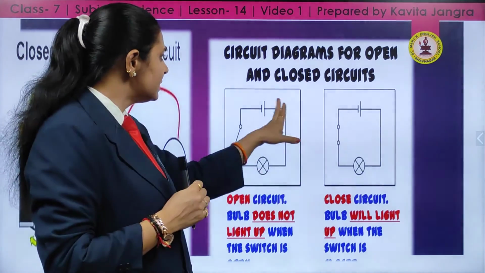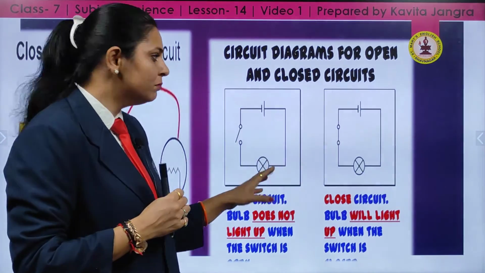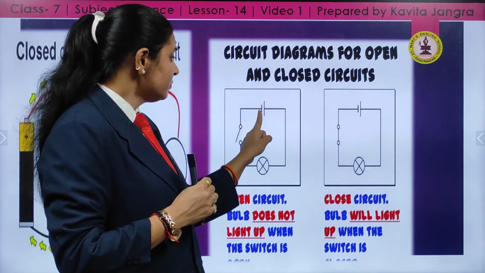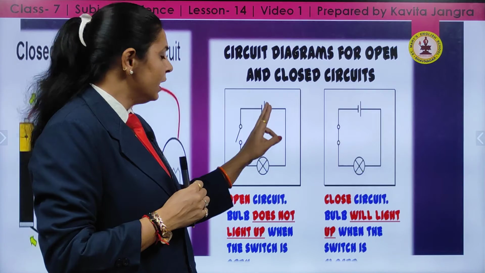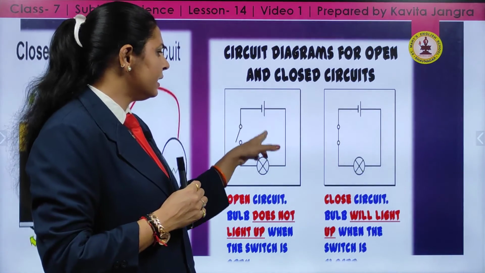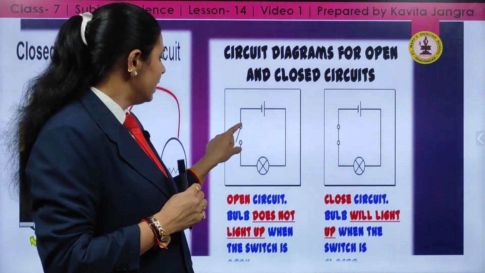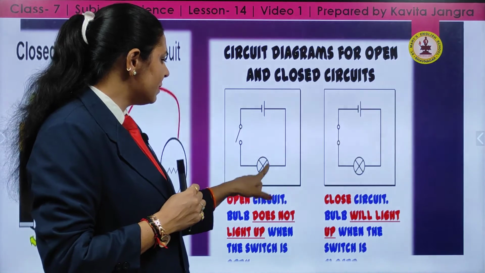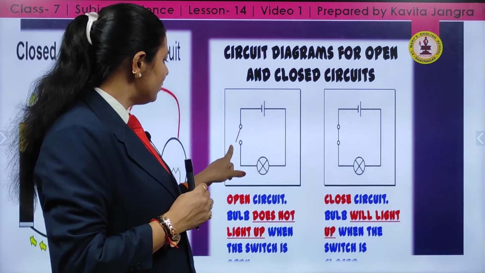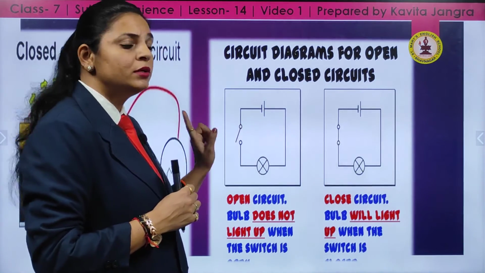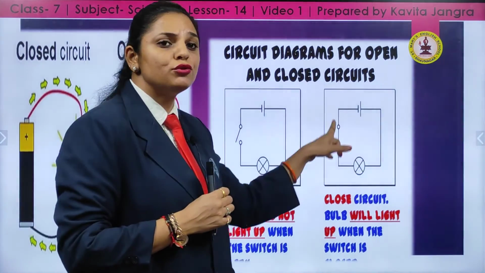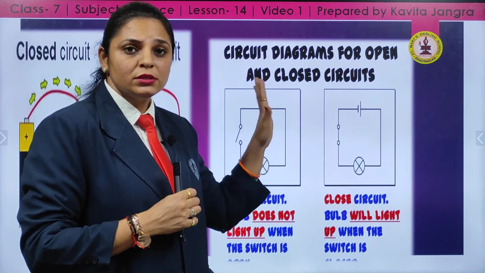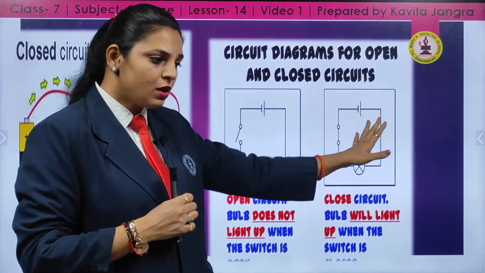These are the symbols. You have to learn the symbols. This symbol, a short and thick line, is for the negative terminal, and a long and thin line is for the positive terminal. And this is your switch. This symbol is for your bulb. If you draw this symbol open, this is your open switch. If you draw this closed, this shows your closed path, that means the switch is on.